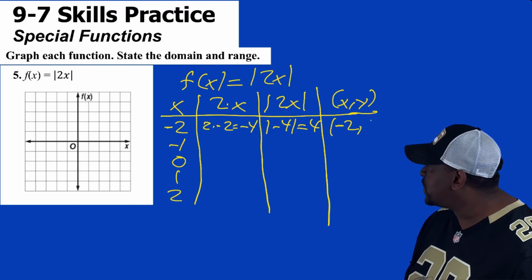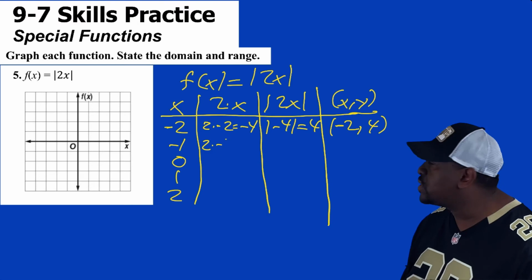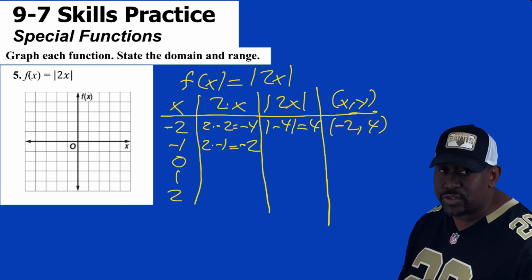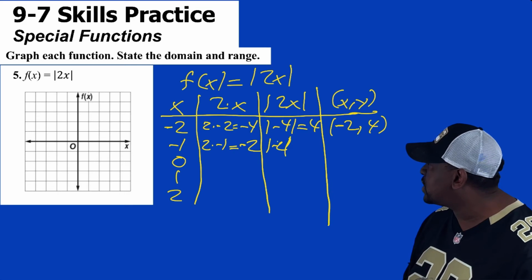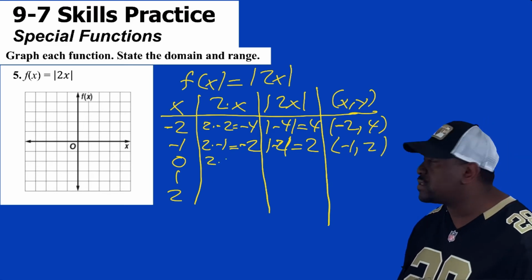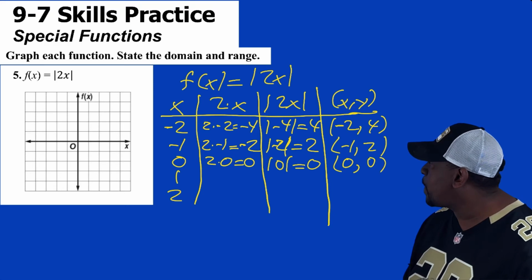So then we'll do that for each of the values. 2 times negative 1 is going to be negative 2. Absolute value of negative 2 will give us positive 2. And so our next point will be negative 1, 2. So now we substitute 0 for x. 2 times 0 is 0. Absolute value 0, 0. And so our next point is 0, 0.